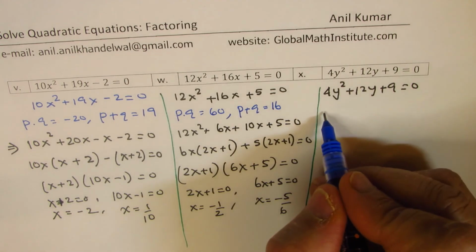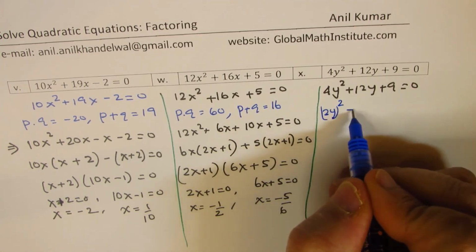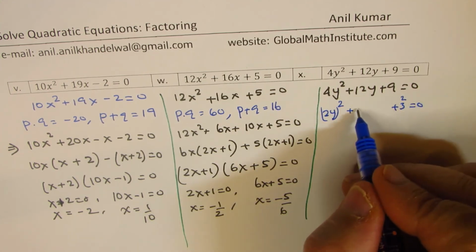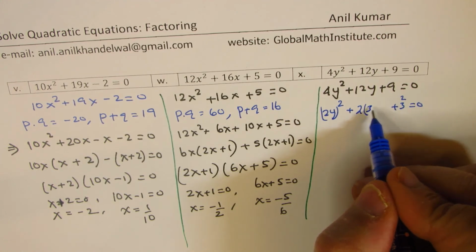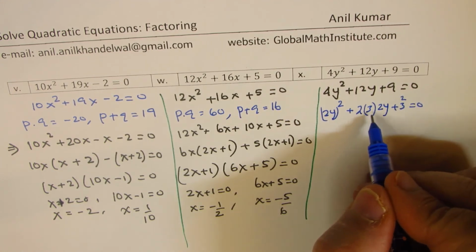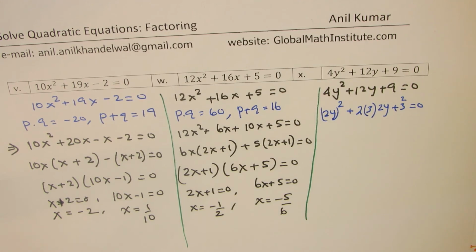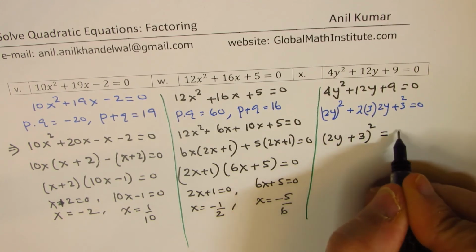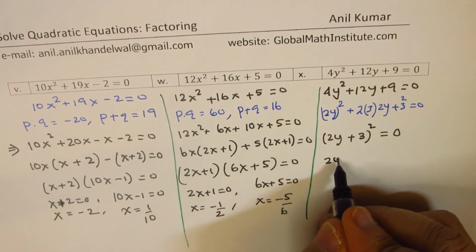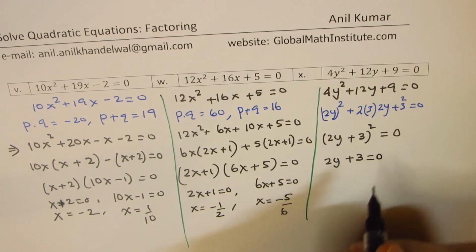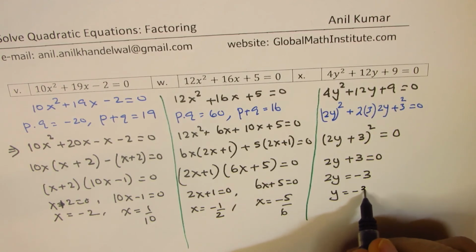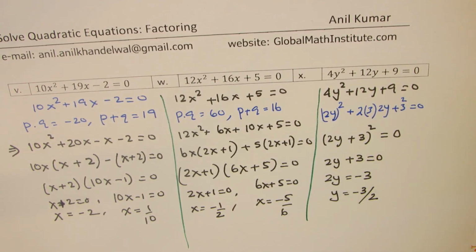Well, that seems to be a perfect square. We have 2y whole square plus this is 3 square, right? And the center term is 2 times 3 times 2y, correct? We get 12y. So we could write this as 2y plus 3 whole square equals to 0. So that means we have 2y plus 3 equals to 0, or 2y equals to minus 3, and that gives you y as minus 3 over 2. So in this case, the last question has only one solution.